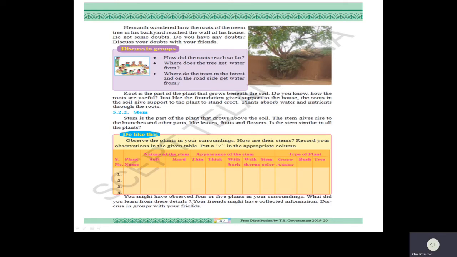Now, you might have observed four or five plants in your surroundings. So, what did you learn from these details? Your friends might have collected information and discussed in groups with you. Now, discussing with your friends is not possible. So, you can discuss with your elders or with your parents. Okay, children?